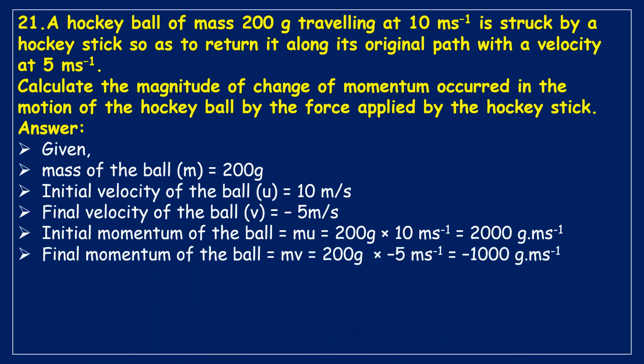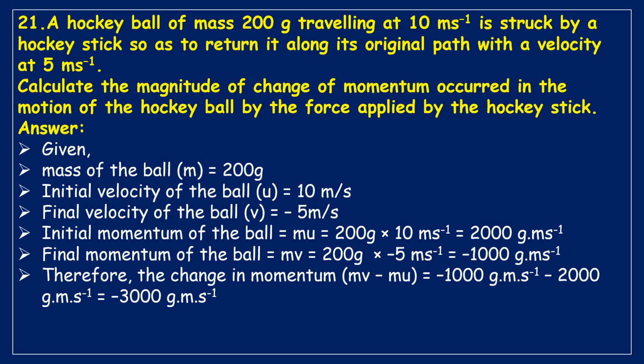Now we'll calculate final momentum of the ball. The final momentum of the ball, again we have momentum is equal to mv. Here mass is same 200 grams, but final velocity is negative 5 meters per second. That gives you negative 1000 grams meter per second. Now you see initial momentum is 2000 grams meter per second. Final momentum is given as negative 1000 grams meter per second.